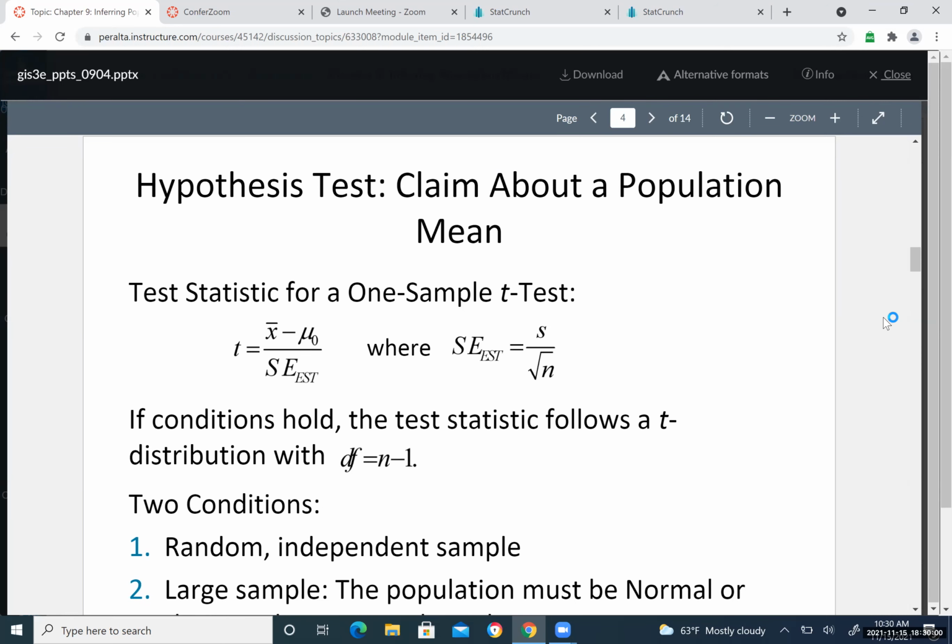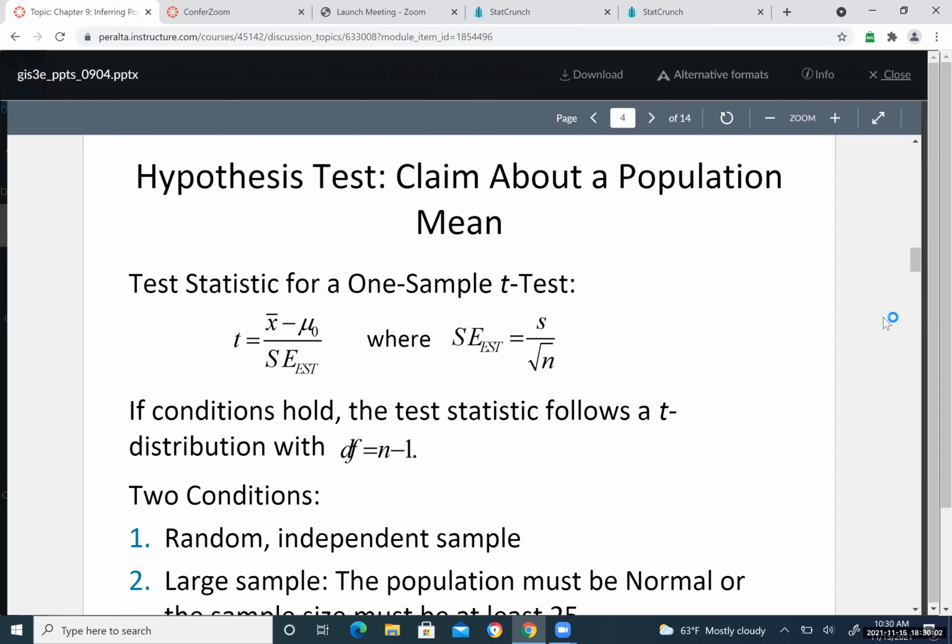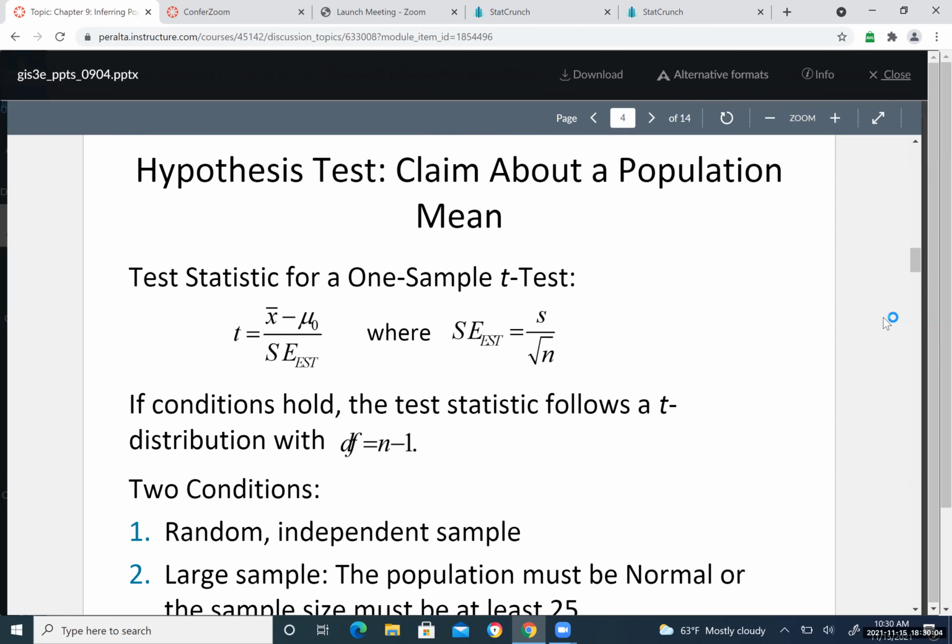So here is the formula. Just look through this. So what do we have? Hypothesis test, claim about a population mean. For the test statistic for a one sample t-test, the reason they have a t-test is, like I said, they're giving us S all the time, which is the sample standard deviation. Then you need to use the t-test.